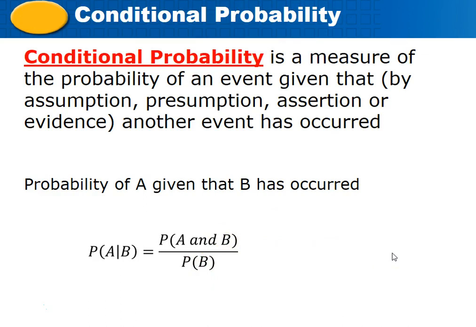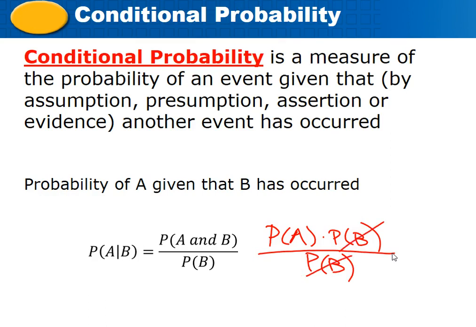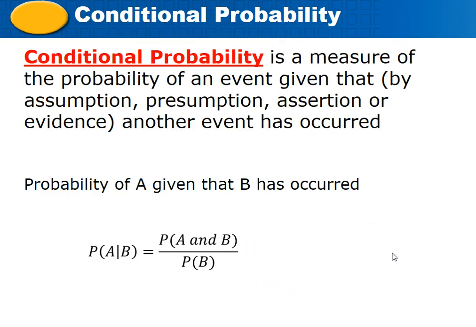Well, if we were to write this out, this is the probability of A times the probability of B divided by the probability of B. And these two cancel out, so we're really only left with the probability of A. So we're going to talk about how that works in an actual problem in a moment. So let's look at a problem right here.